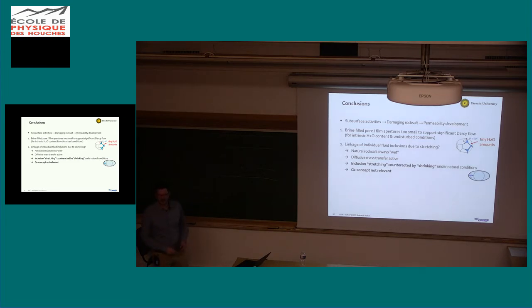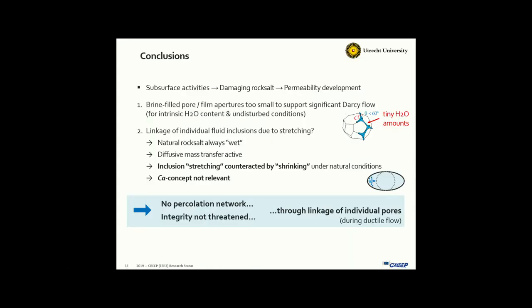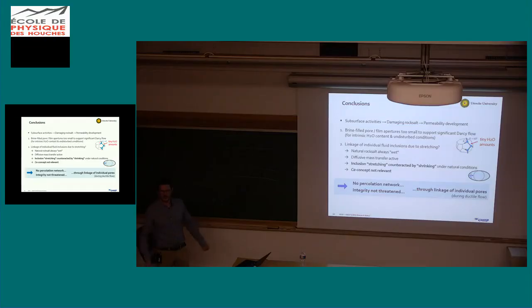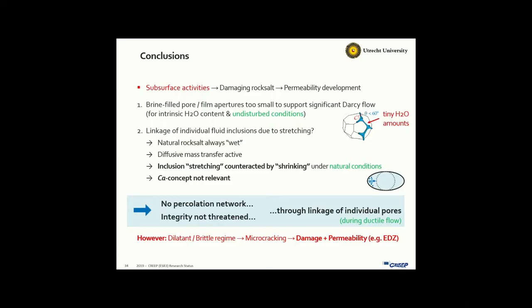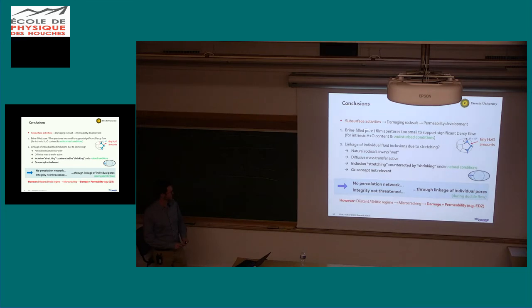So the capillary number concept is not applicable here in this case. So this means that there's no real percolation network developing. The integrity of rock salt in this regime of ductile flow is not threatened, at least not through the linking of individual pores. But I want to point out again that once we have activity and we enter the brittle regime, which can happen once we work in the subsurface, there might be permeability and damage. So it's not to be mixed up with the models that I've shown.